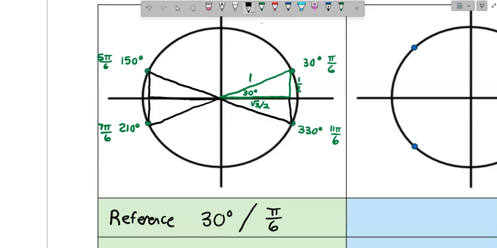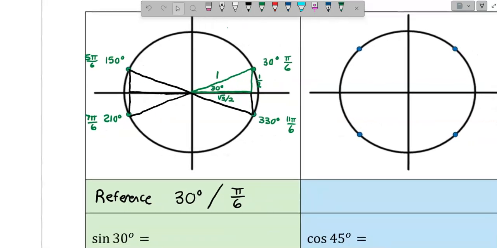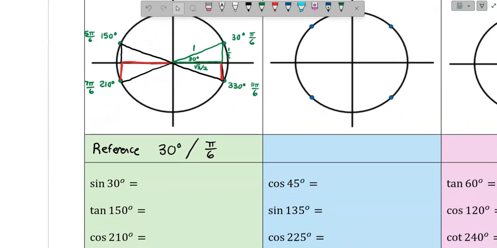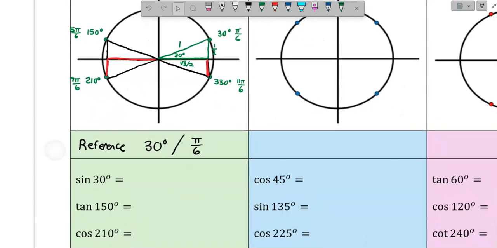So let's talk about why this is so beneficial. Now that we know that, keeping in mind that we have some negative values here, a negative x value here, a negative y value there, and a negative y value there, we can now go through and answer some of these questions below. For example, the sine of 30 is just the y value, so that's just going to be equal to 1/2.